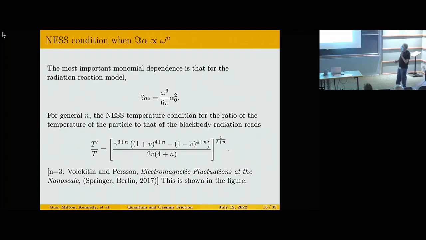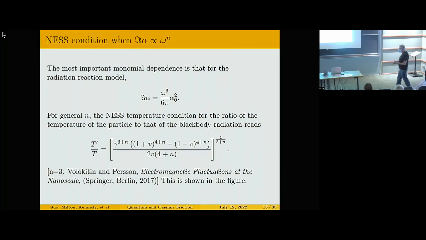So on this slide, I'll talk about a particular model, which is simple, and it's actually relevant because it gives limits that are consistent with more realistic models, where you just have monomial dependence. The imaginary part of alpha goes like, say, omega cubed. And this is actually the model you'd use if you had just radiation reactions. So this is actually fairly realistic.